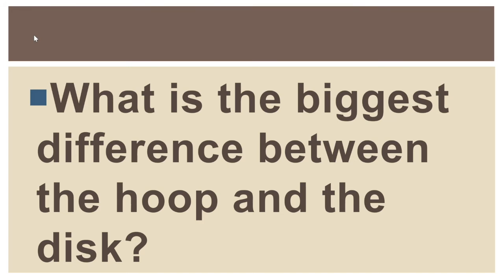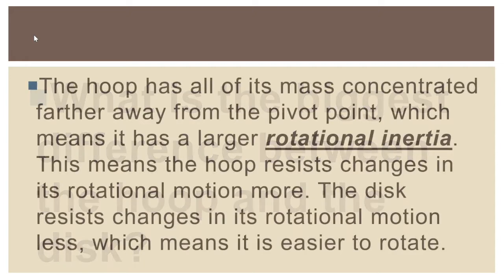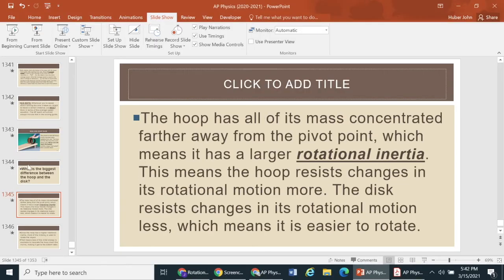And so what we can say here is that the hoop has all of its mass concentrated farther away from the pivot point, which means it has a larger rotational inertia. This means the hoop resists changes in its rotational motion more, or at least that's what we said. The disc resists changes in its rotational motion less, which means it's easier to rotate. We've already kind of said all this stuff so far. Well, let's see if it's actually true.